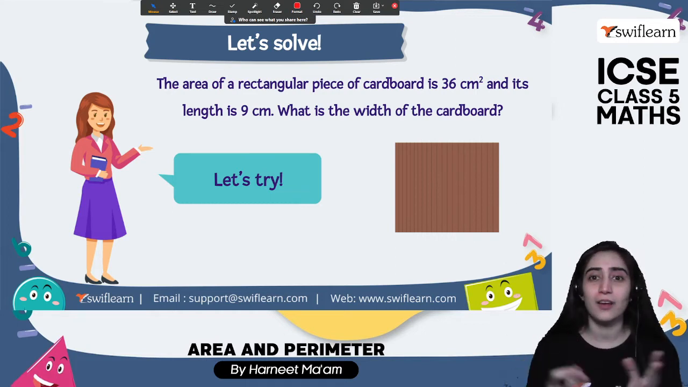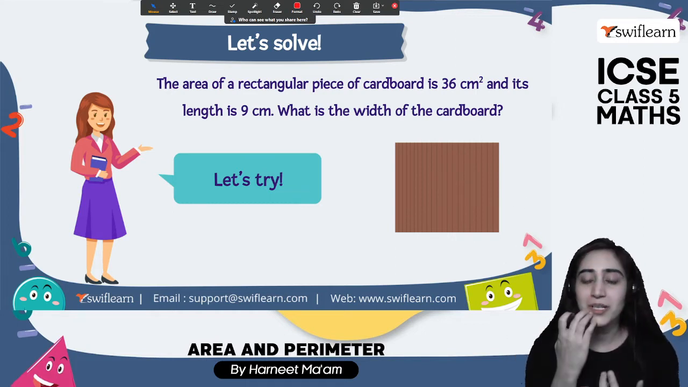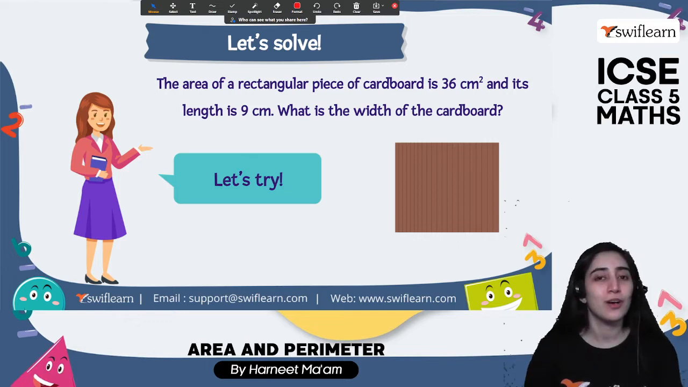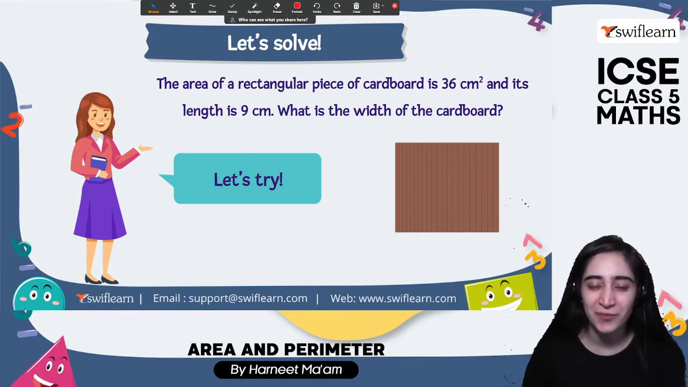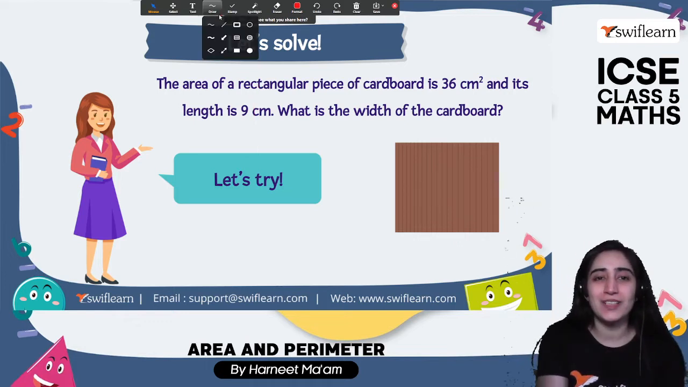So we can make a star, you can make any human being or robot with different shapes and try to find out how tall it is or which area it is taking. All right, so now let's solve these questions.